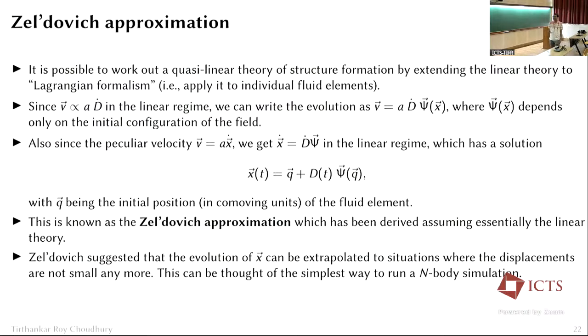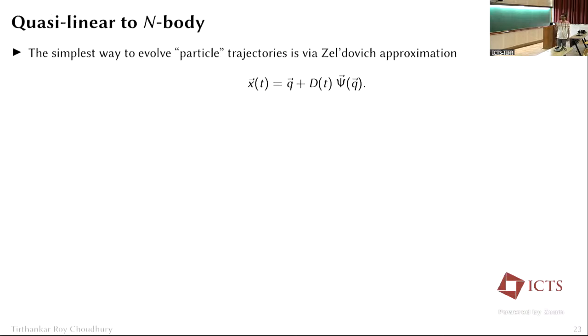You can think of this as the simplest way of running an n-body simulation. You start with some n dark matter particles. You set up the initial conditions based on linear theory, because you will start at early times where the fluctuations were anyway small. Then you evolve using this equation, and at a later time you find the positions of these dark matter particles, and that will tell you how things have evolved over time. So this will be the simplest n-body simulation to run, and many initial simulations in the 70s were something like this.